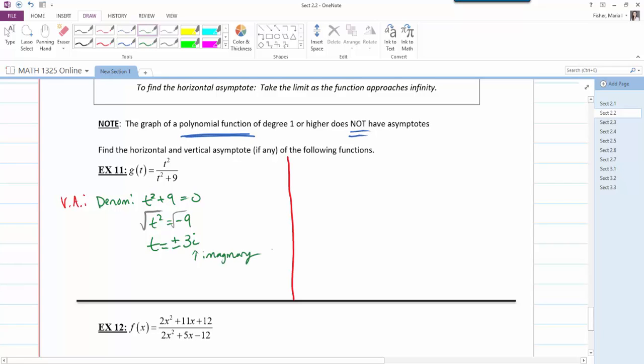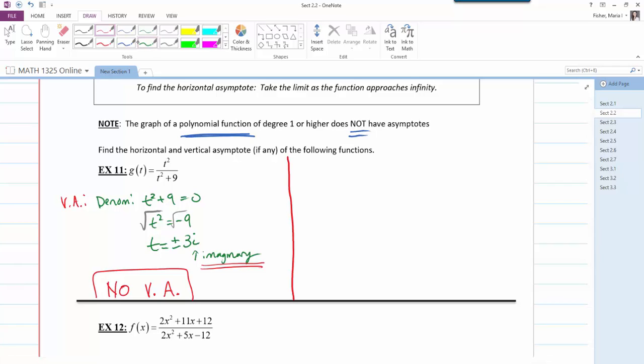So step 3 for vertical asymptotes said that we're going to have a vertical asymptote anywhere we ended up with a real number. Did we end up with real numbers? No, we ended up with things that were imaginary. So for this particular graph, we have no vertical asymptote.